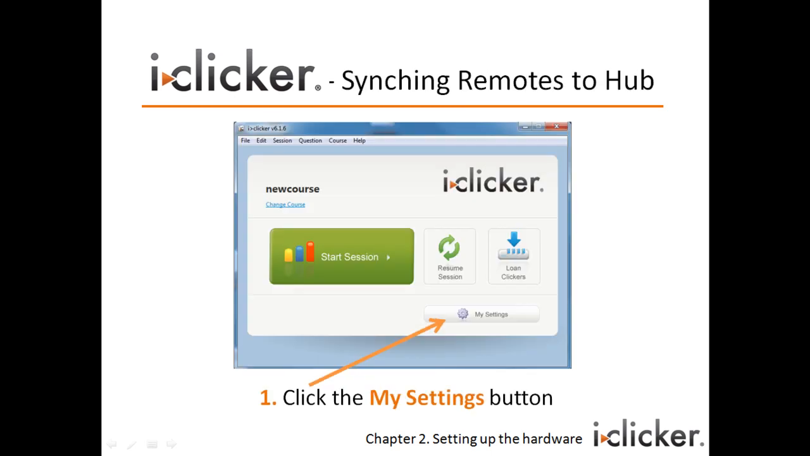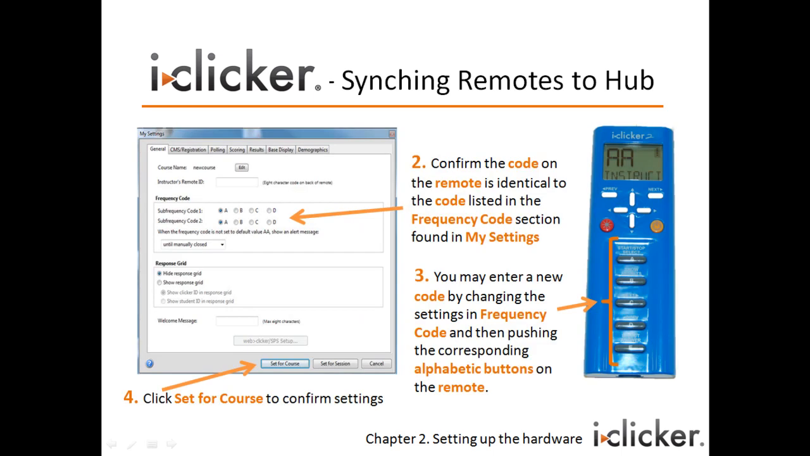This next section shows you what to do if your remote did not say ready when you turned it on. If it didn't say ready, you'll need to resync your remote to your hub's frequency. To get started with that, click on the My Settings button in the new screen that popped up after you chose your new class. In the My Settings dialog box, there'll be a section that says Frequency Code. The iClicker hub and remote use a two-part code consisting of the letters A, B, C, and D.